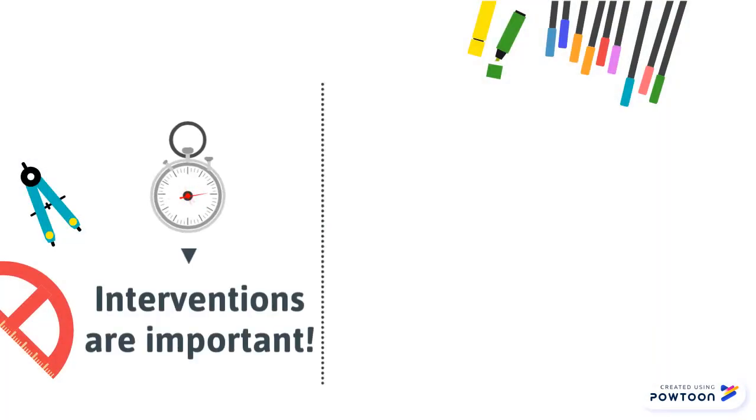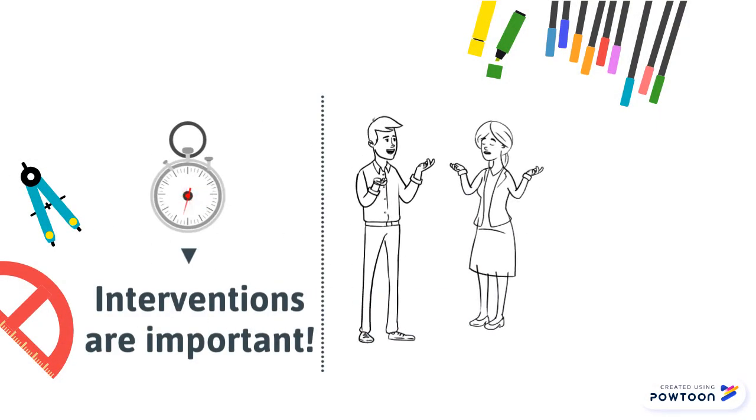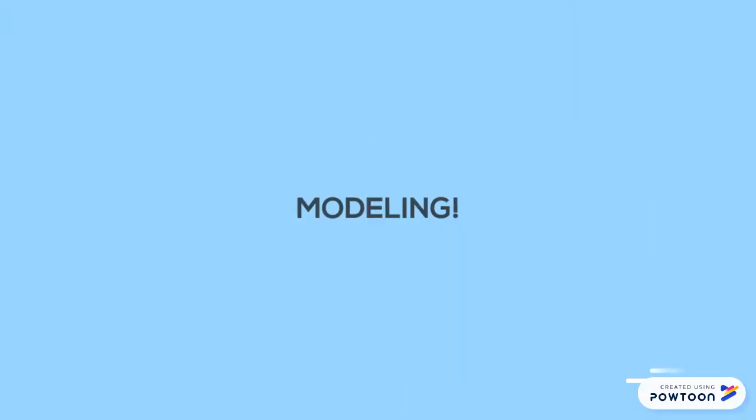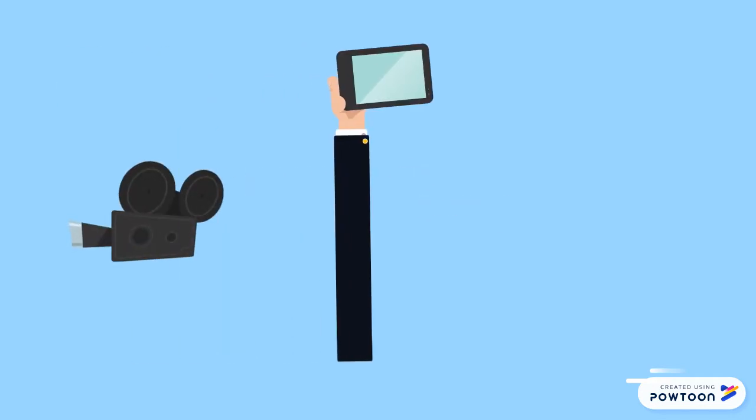Interventions are important, especially those revolving around communications and social relations. Without interventions, autistic behaviors and mannerisms tend to increase over time. Some students learn best by modeling. This includes basic video modeling, video self-modeling, and point-of-view modeling.